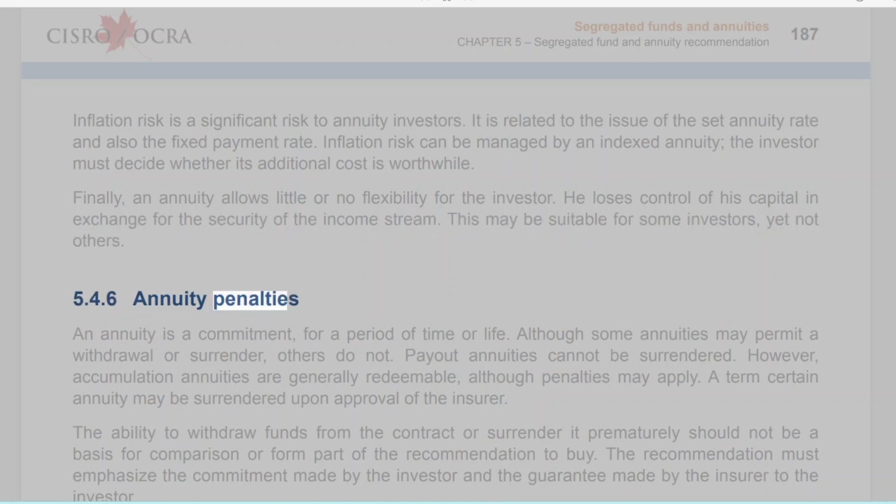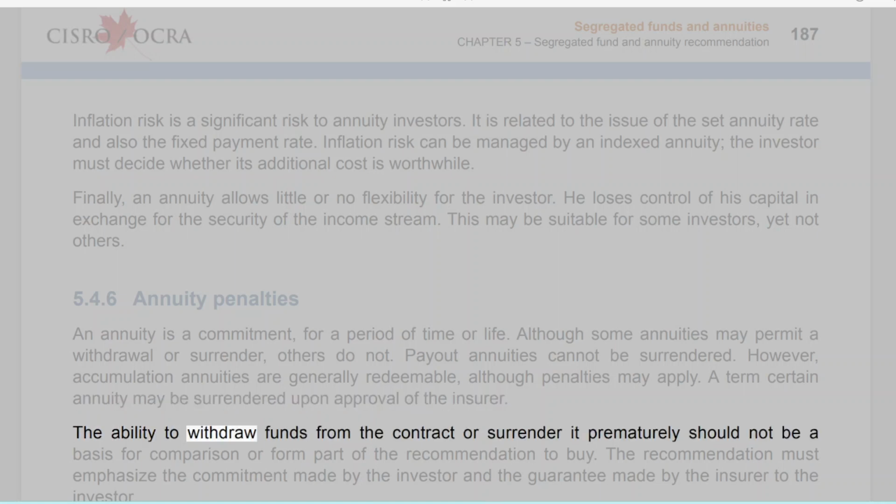5.4.6 Annuity Penalties. An annuity is a commitment, for a period of time or life. Although some annuities may permit a withdrawal or surrender, others do not. Payout annuities cannot be surrendered. However, accumulation annuities are generally redeemable, although penalties may apply. A term certain annuity may be surrendered upon approval of the insurer.